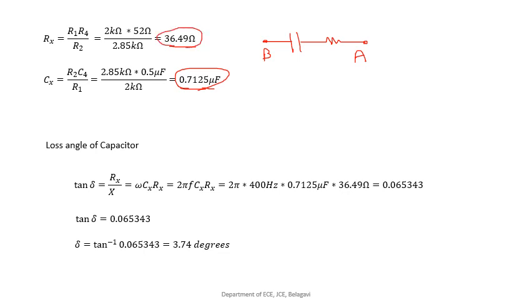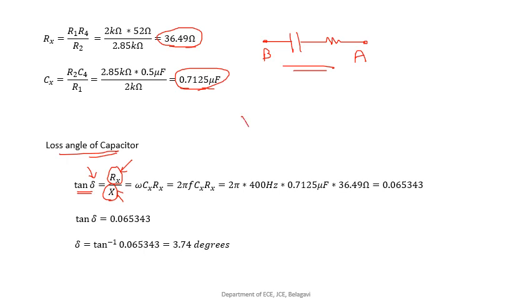Then one more thing which is mentioned in your textbook is the loss angle of the capacitance. Now this loss angle of capacitance is given by tan delta, small delta. This is R by whatever is your reactance. So in this branch you have a resistance of Rx, and then you have a reactance of Xc.